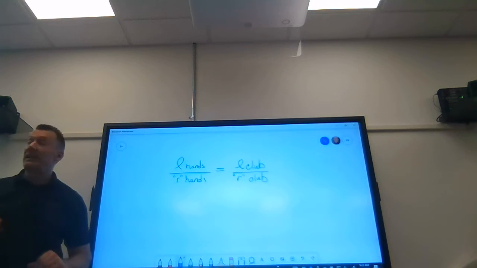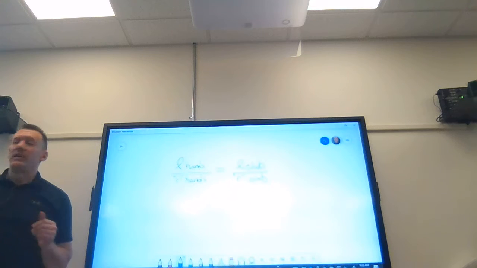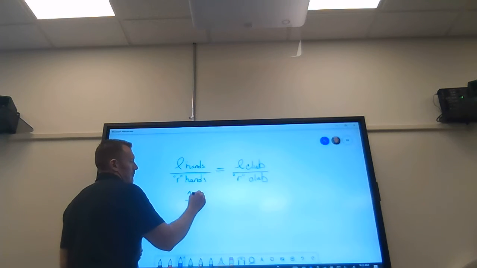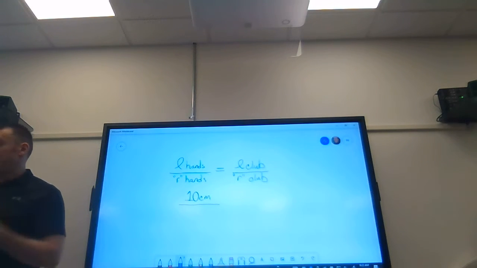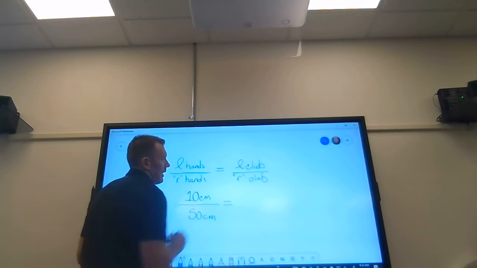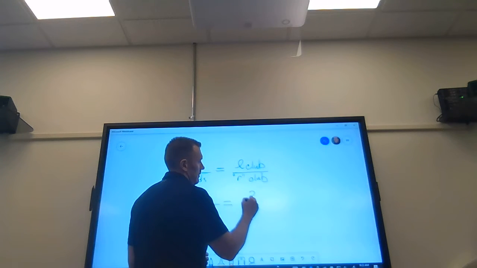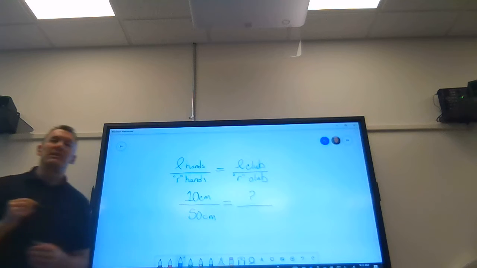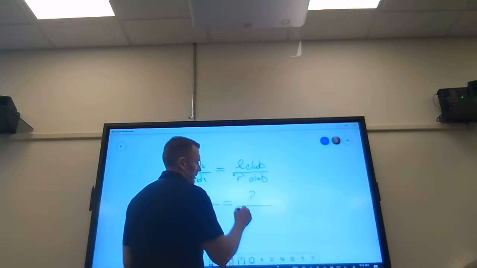So what's the arc length of the hand? What does it say? Let's read through the problem there. Yeah, so it's 10. And how far are the hands away from the axis, which is the back end of the club? 50 centimeters. What's the arc length of the club is actually what we're solving for. So that's what we want to know. What's the radius of the club? How far is the head of the putter from the opposite end of the club? 150.